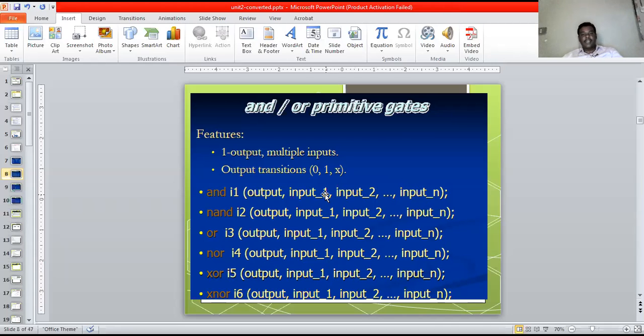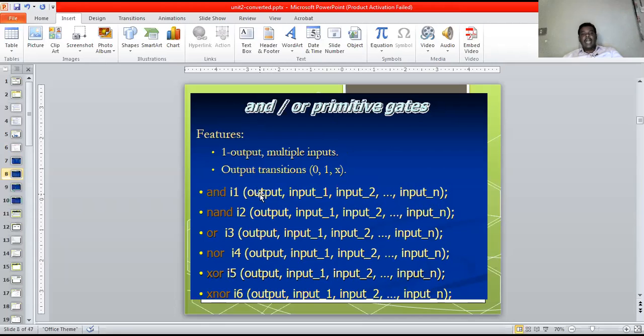What are the inputs here? Input 1, input 2, input n. That's why, in the case of the primitive gates, we are able to apply multiple inputs at the input terminal here. We can get the output by using this output port terminal here.